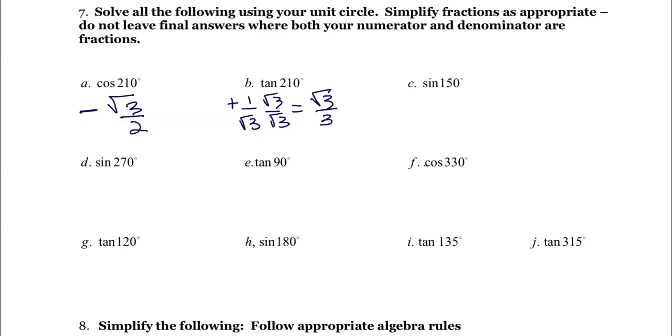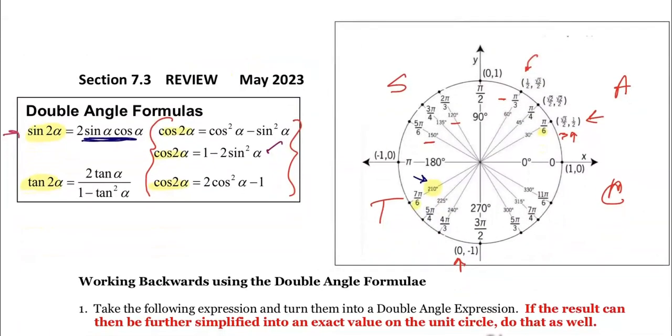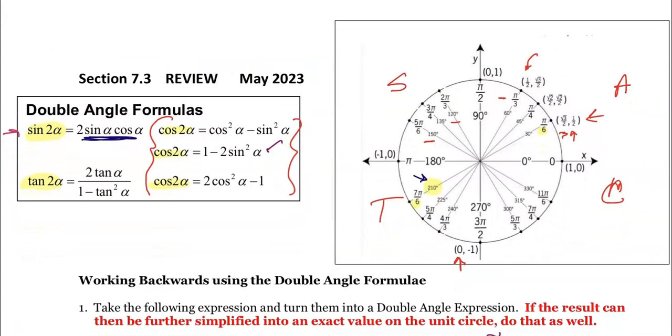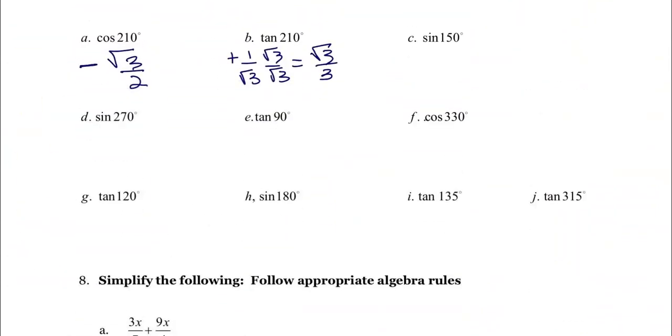Okay, next one, sine of 150. Come back up. Okay, 150 is right over here. So here's 150. Sine in this quadrant is positive, so now it's going to be a positive value first. Go over to your reference angle of pi over 6, and sine is the second value, so it's positive 1/2. So right here, we have positive for the quadrant, 1/2 for the value.